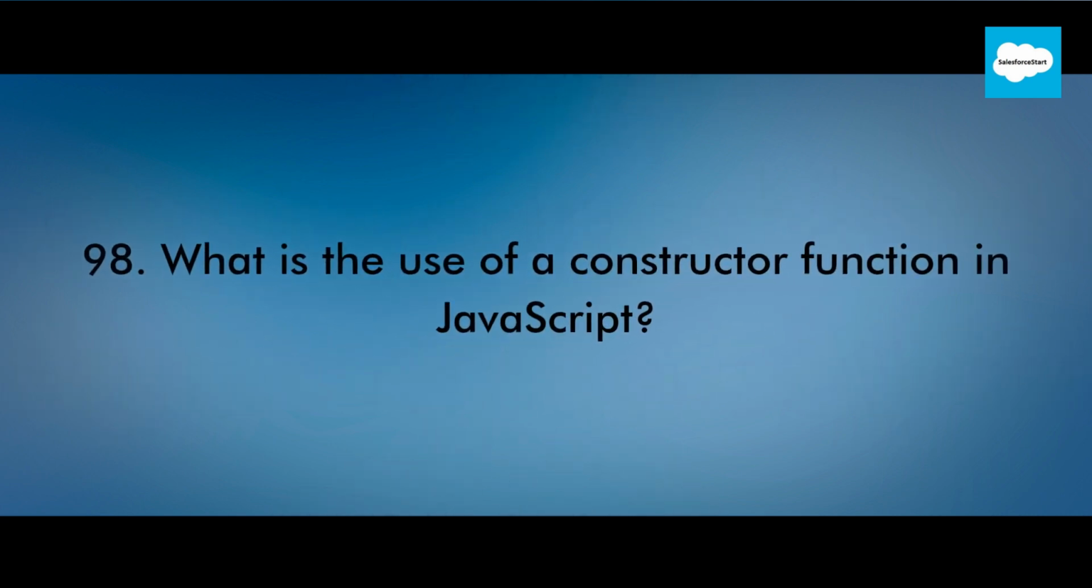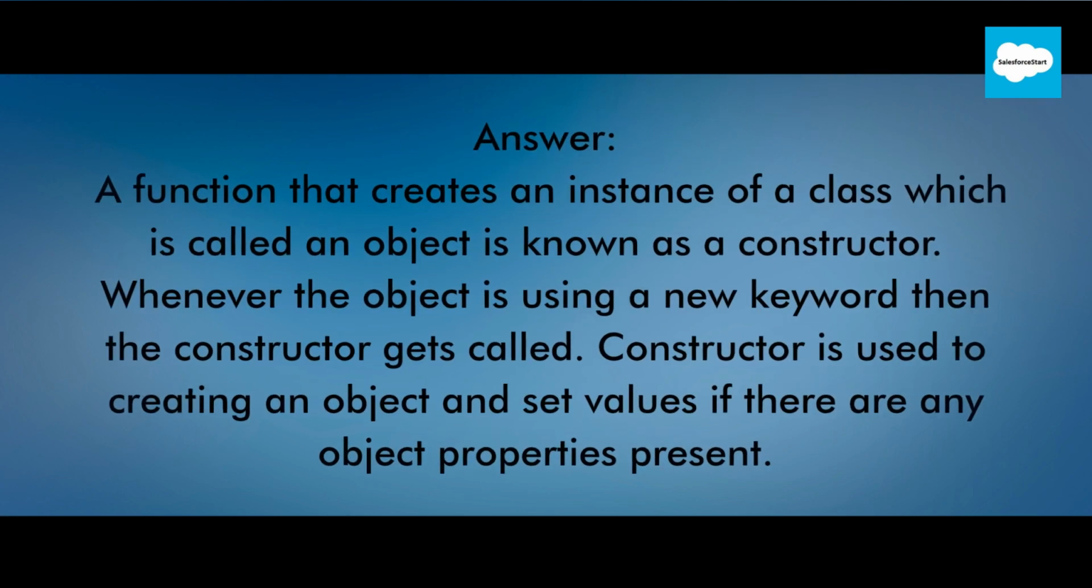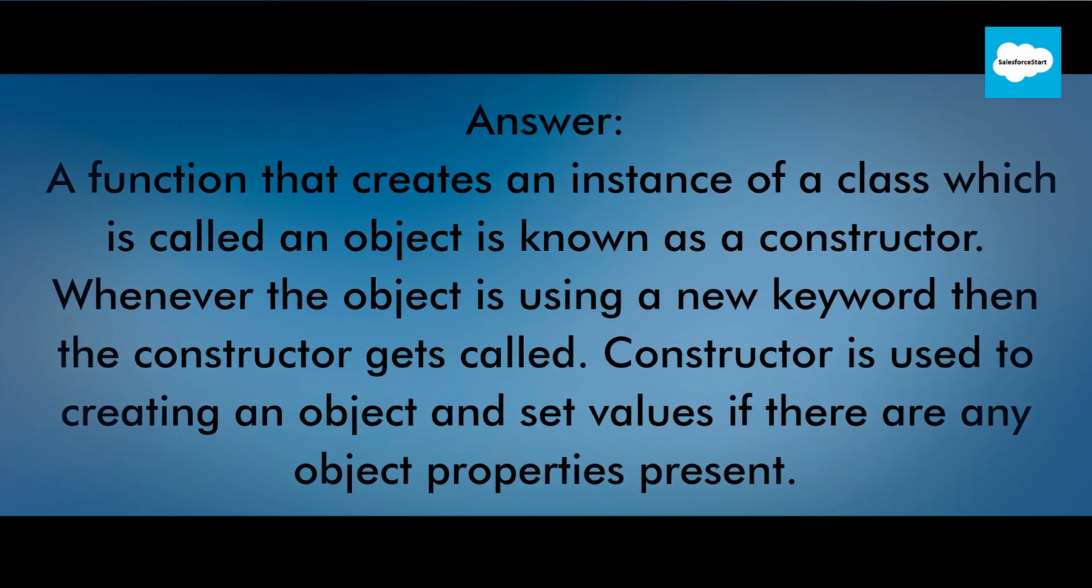98. What is the use of a constructor function in JavaScript? Answer. A function that creates an instance of a class, which is called an object, is known as a constructor. Whenever an object is created using the new keyword, the constructor gets called. A constructor is used to create an object and set values if there are any object properties present.